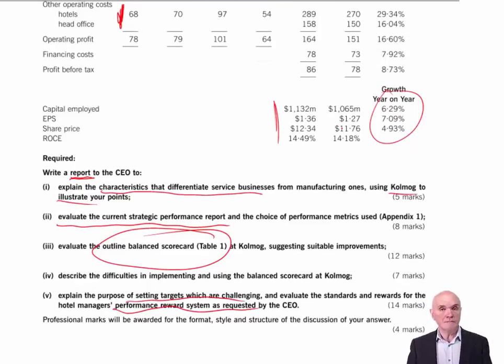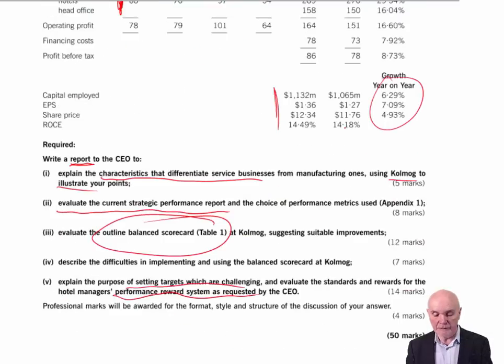Part 3. Evaluate the outline balanced scorecard in Table 1, suggesting suitable improvements. 12 marks, 4 items in the balanced scorecard. So presumably we're thinking of 3 marks for each of the perspectives in the balanced scorecard. Again, it uses the word evaluate. So there may be some good things to say about what they're doing, but we'd expect quite a lot of criticism of what's going on within that.